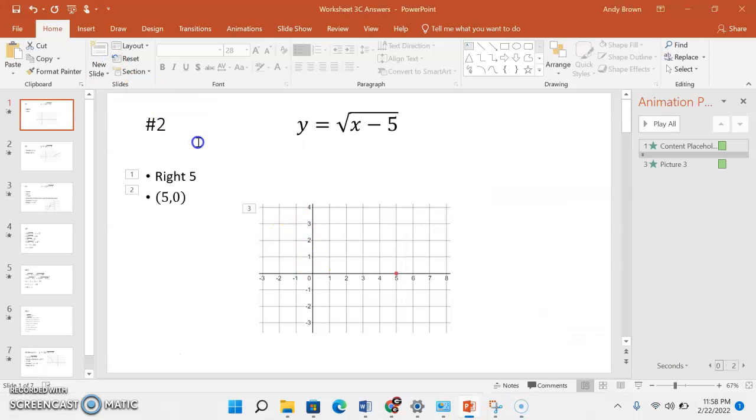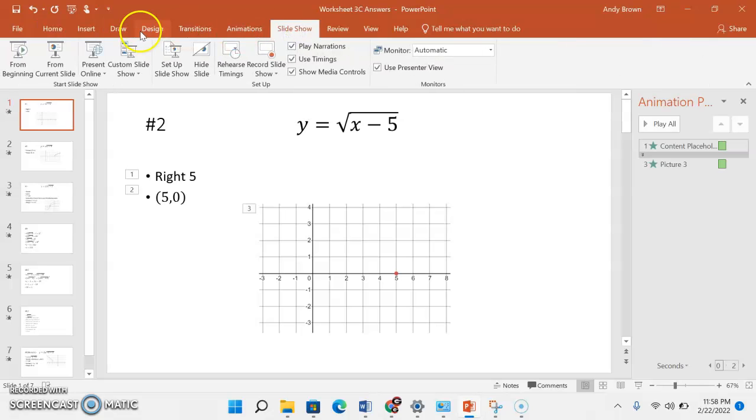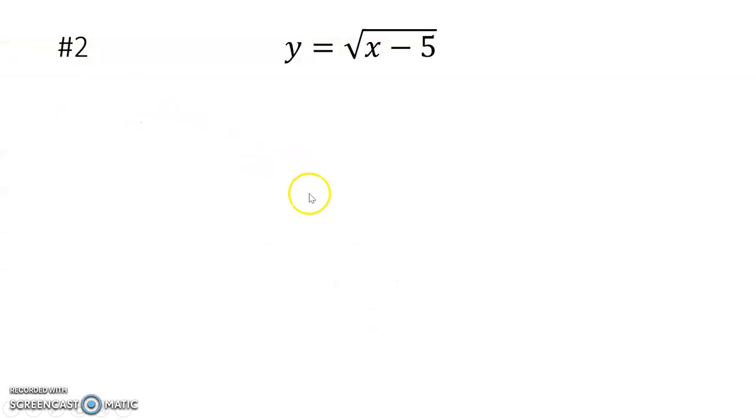Okay, let's take a look here at our worksheet, and we'll look at a few examples. Here's number 2, y equals the square root of x minus 5. Okay, you can go right 5 here. Remember to change the sign on the inside.